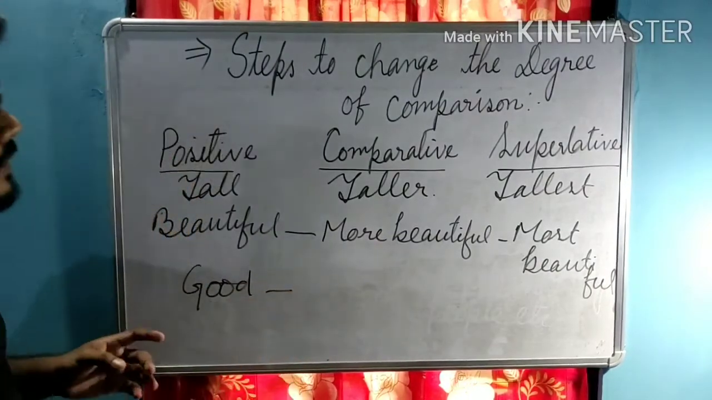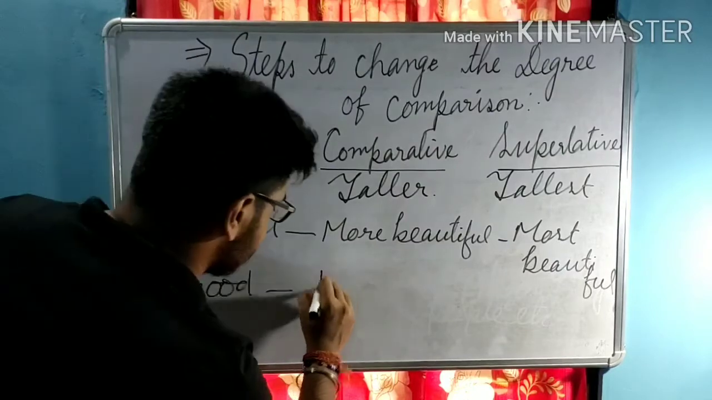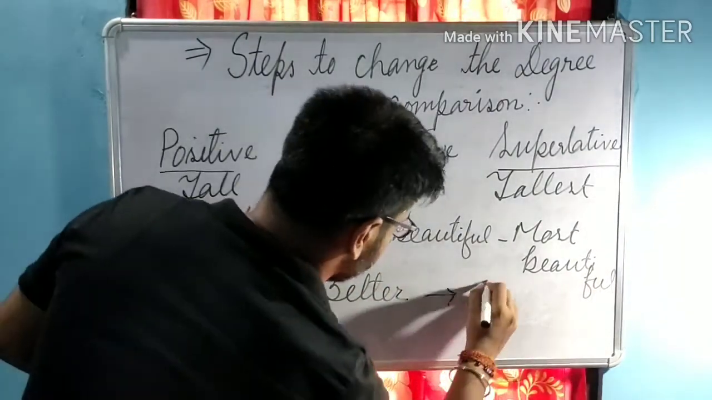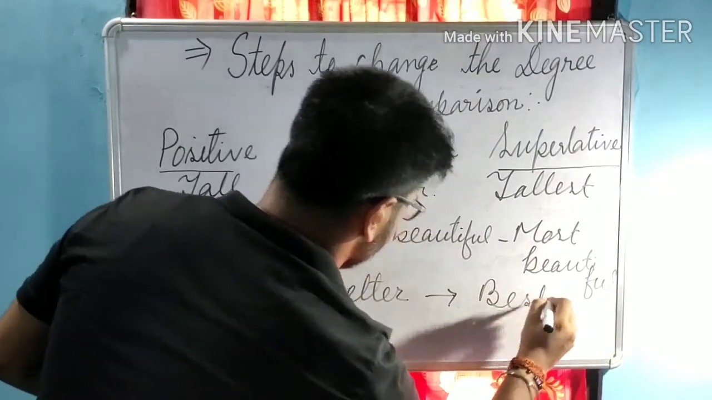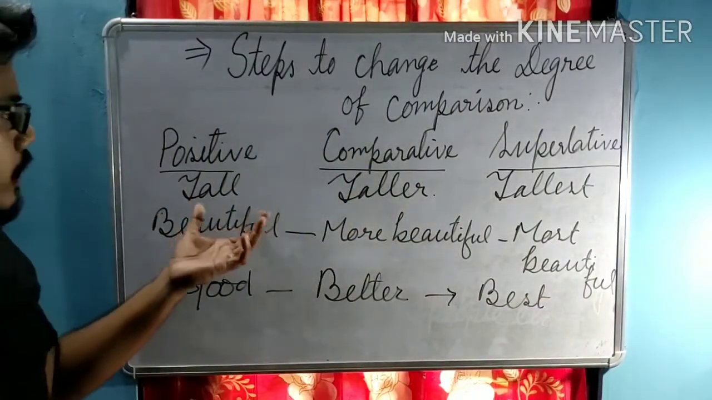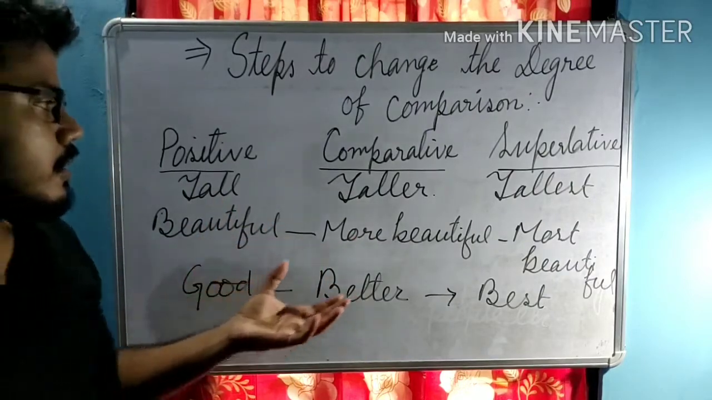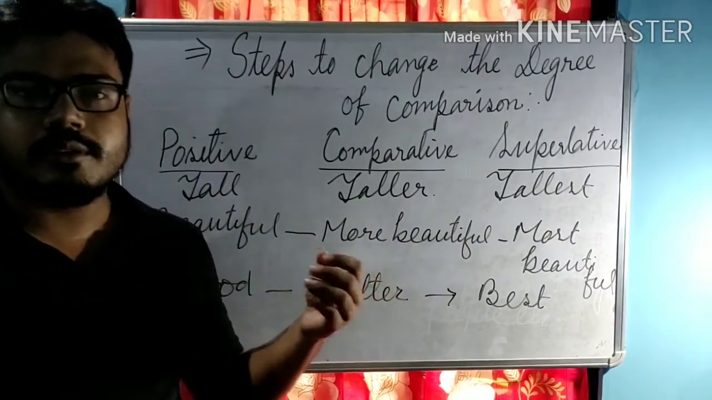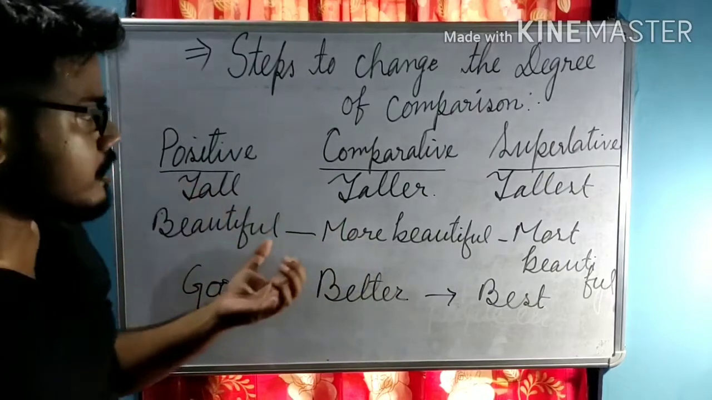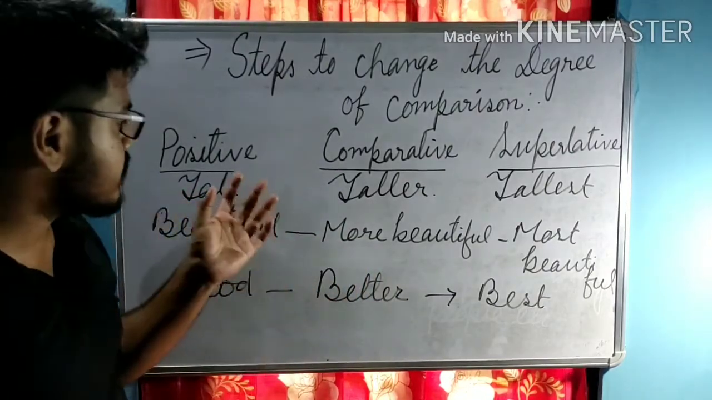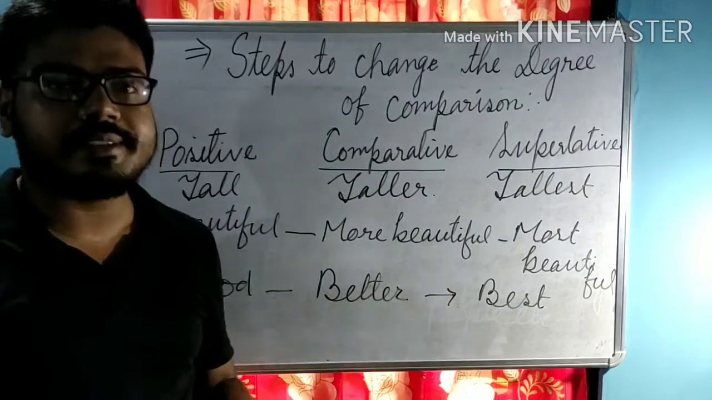What is the comparative degree of good? Is better. This is something different. Then best. So I give some examples to you so that it is very important for you to understand the different structure of positive, comparative, and superlative degree.